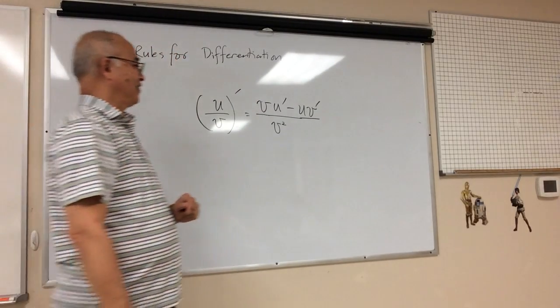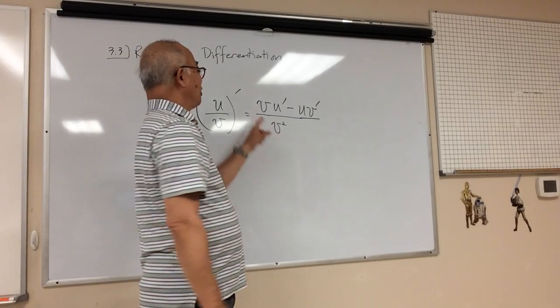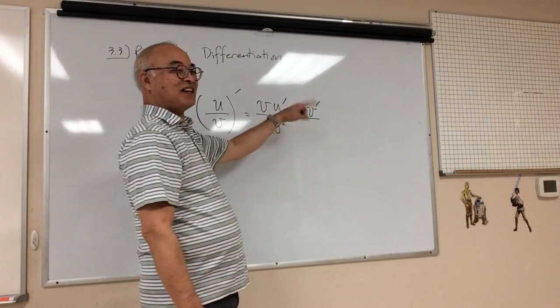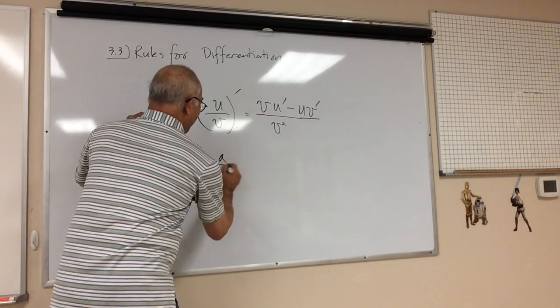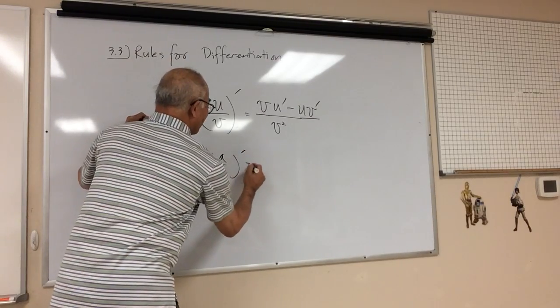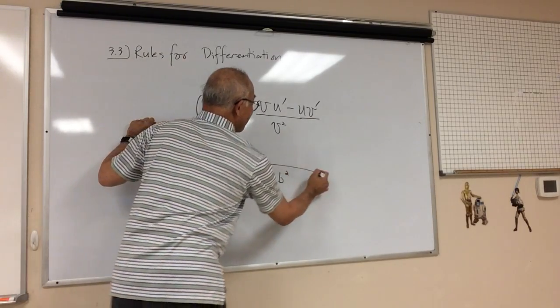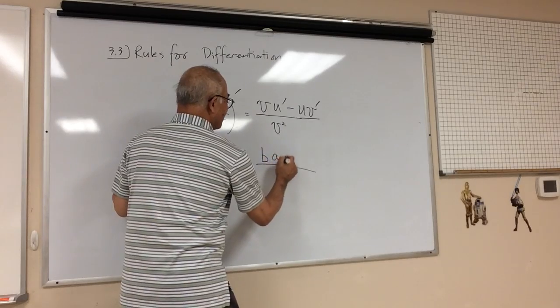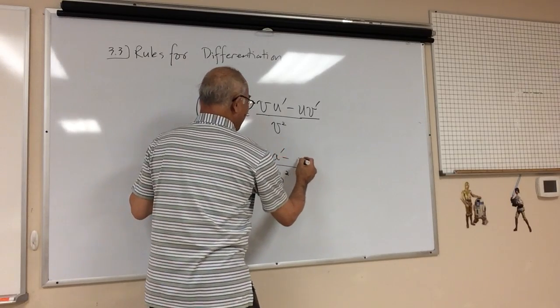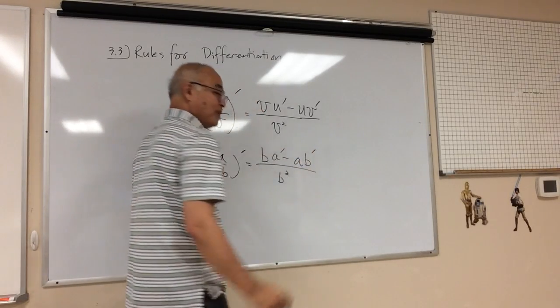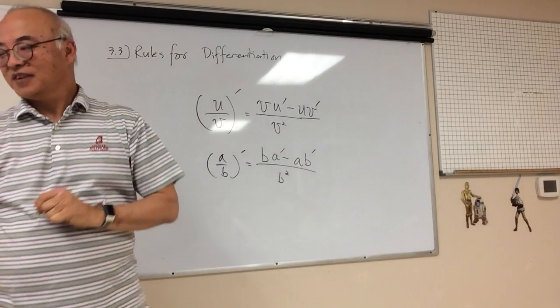The U's and V's stayed the same way. Can you do A's and B's? A over b. Low d high minus high d low over b squared. I'm not blaming you, I'm blaming them. Low d high minus high d low.